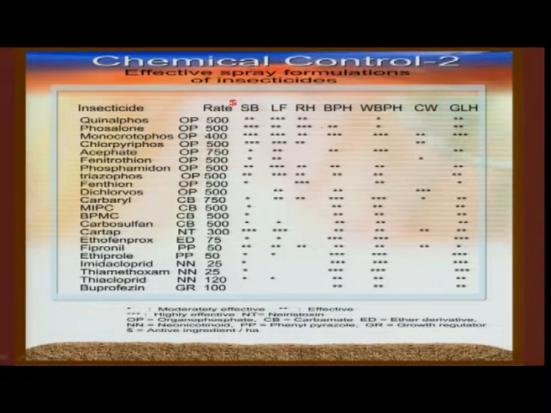Similarly, in addition to granular formulations, spray formulations of insecticides are also recommended in the paddy ecosystem. A large number of formulations with the dosage rate are fixed. For example, quinalphos, an organophosphorus insecticide, at a rate of 500 g AI per hectare is the dosage recommended, which is very effective for stem borer and highly effective for leaf folder in particular. Similarly, we have one of the safer molecules called buprofezin, which is a growth regulator recommended at 100 grams AI per hectare, which is again moderately effective for all the sucking pests.